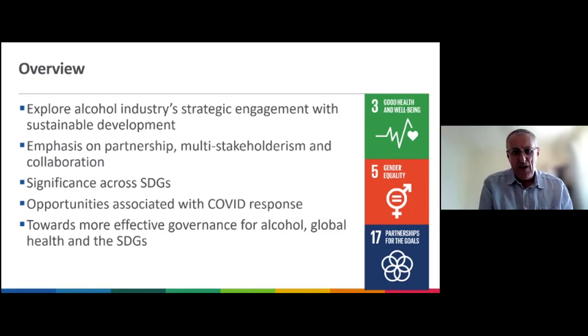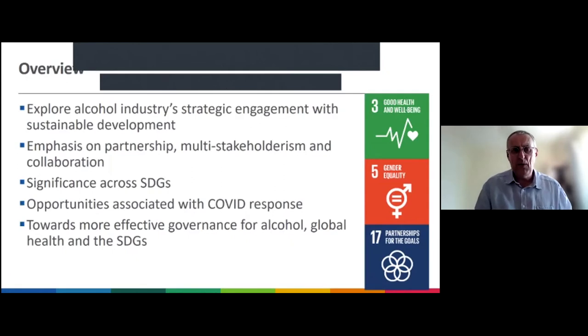I want to demonstrate how that's creating some important strategic opportunities for alcohol companies, which broader inadequacies in global health governance aren't really offering us a lot of protection against. I want to suggest that the problem is becoming particularly acute in the context of the COVID response, with alcohol companies having launched a number of initiatives and partnerships, and with COVID potentially serving a legitimating function in strengthening emphasis on partnerships moving forward. And I want to end by suggesting that there are elements of Goal 17 and of the SDGs more broadly that we can appeal to in building more effective governance for alcohol, for global health, and for the SDGs.